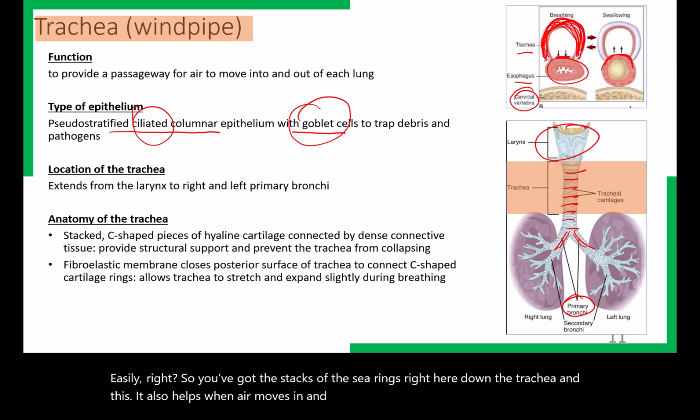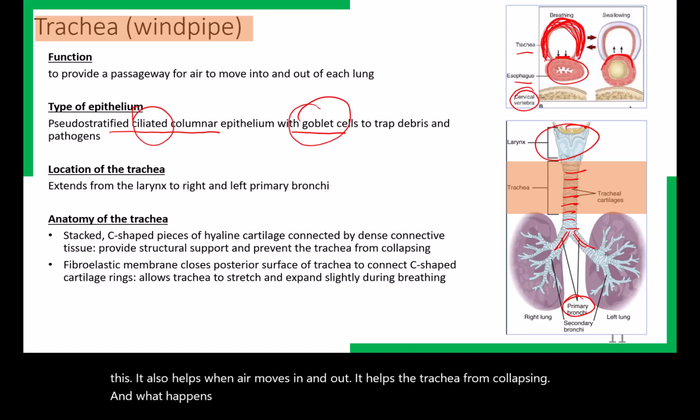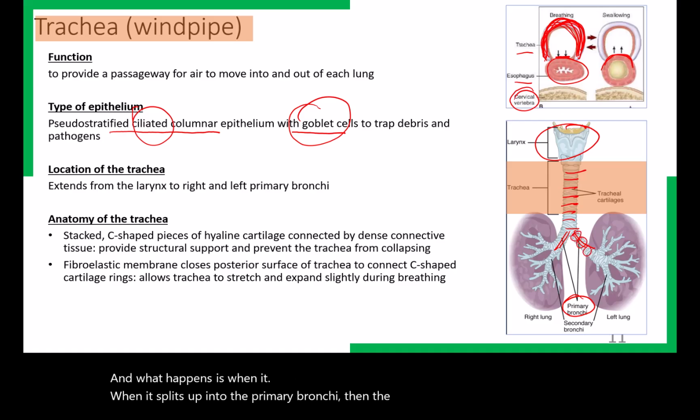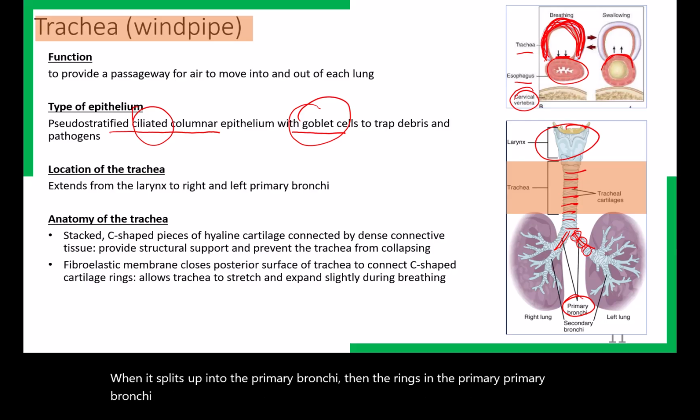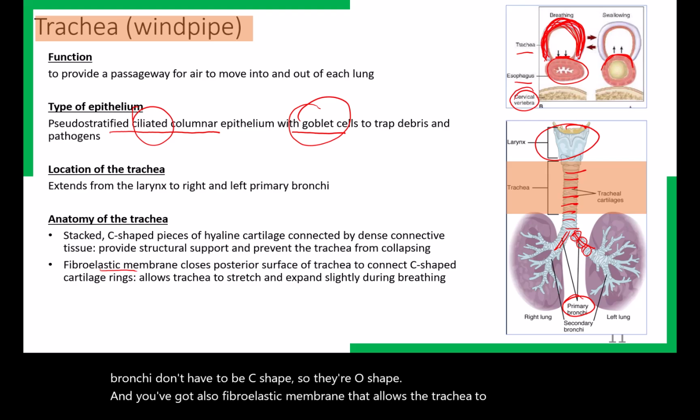It helps the trachea from collapsing, and what happens is when it splits up into the primary bronchi, then the rings in the primary bronchi don't have to be C-shaped, so they're O-shaped. Okay, you've got also a fibroelastic membrane that allows the trachea to stretch and expand slightly during breathing.